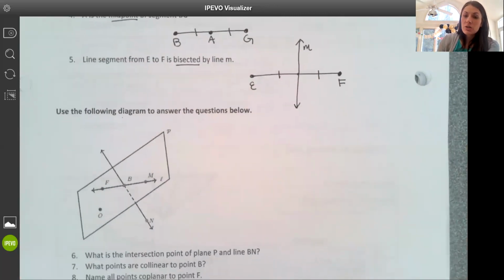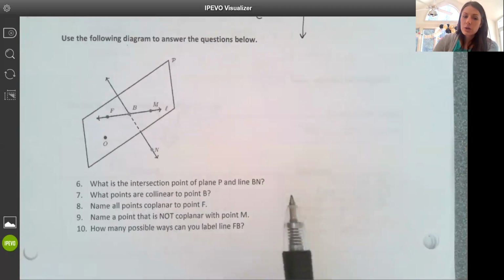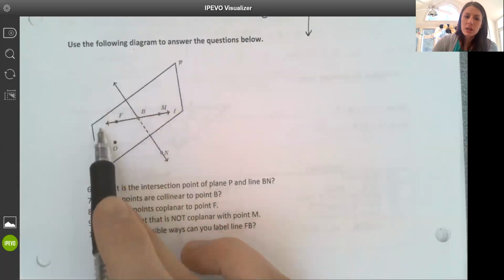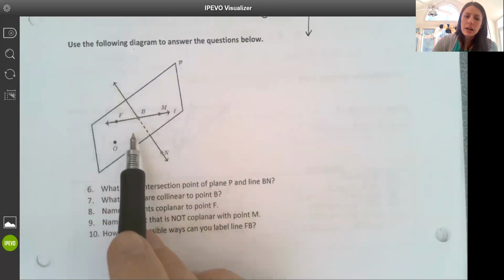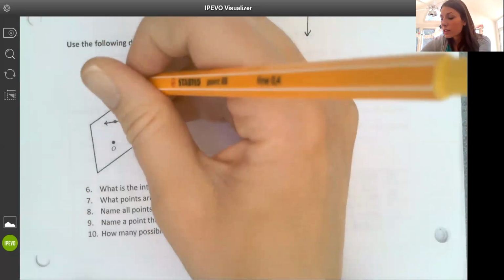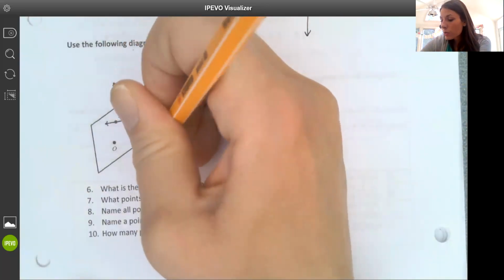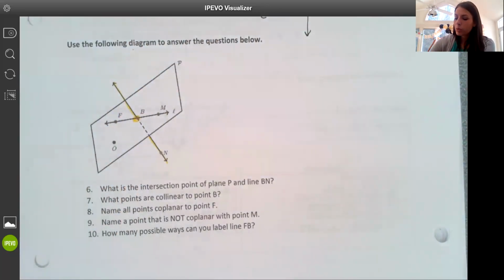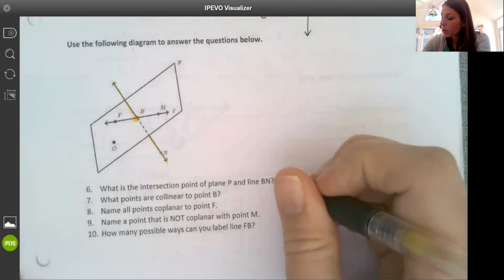The bottom half of this page gives you a diagram and asks you to answer a few questions. So what's the intersection point of plane P? So here's my plane, and line BN. So line BN is the line that's shooting through that plane, and it's intersecting that plane at point B. Point B.